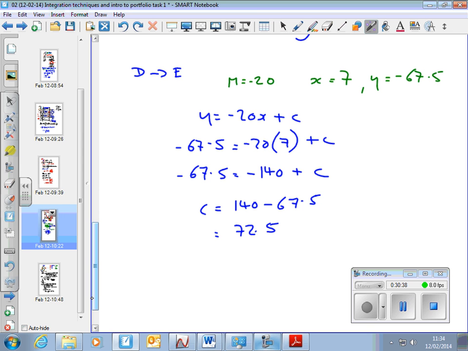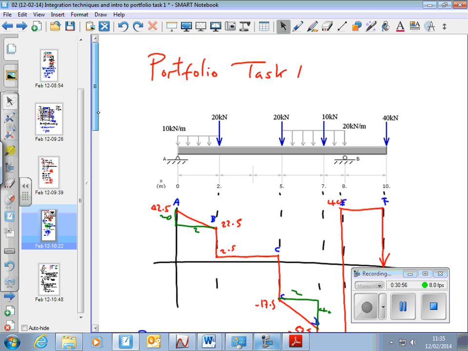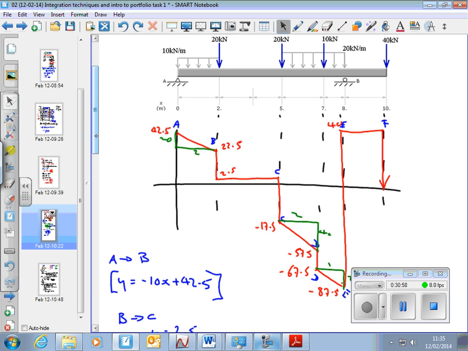Okay, and then of course E to F, the last one, we've just got y equals 40 because it's a horizontal line. So y equals 40 for the last one, which is this bit, sorry, E to F.